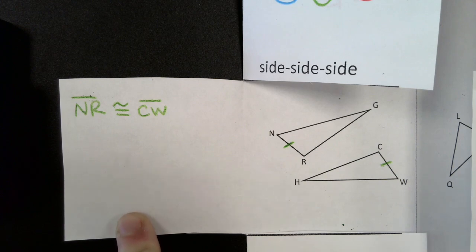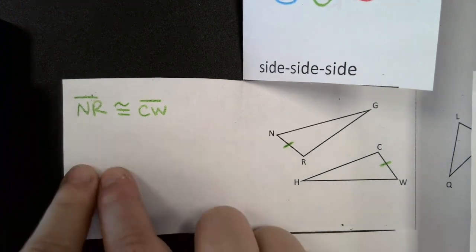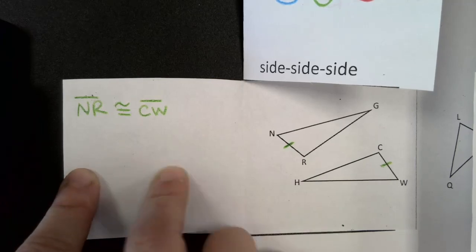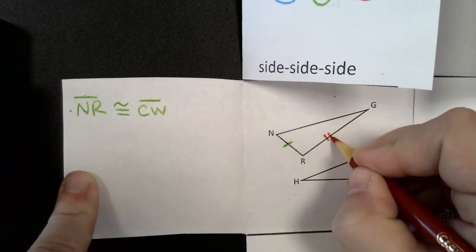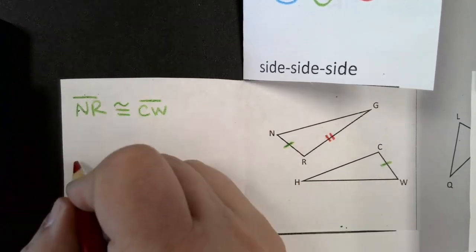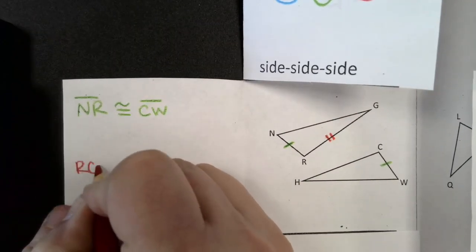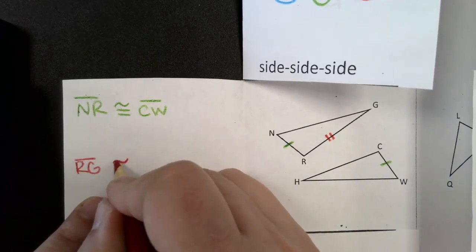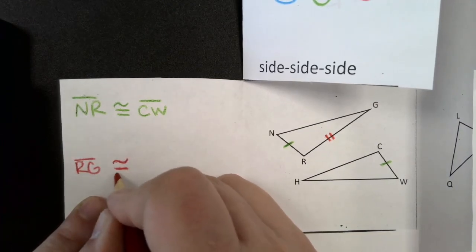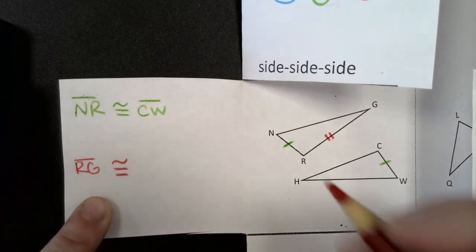Okay, then I have another side. I'm going to leave a little bit of a space here. I'm going to write my third side, or my second side down below. And I'm going to do RG. Leave a little space in between there because it has to go in the middle. RG is congruent to CH.